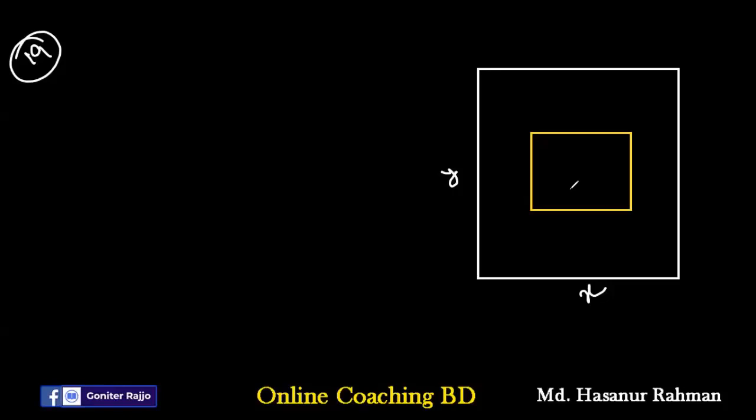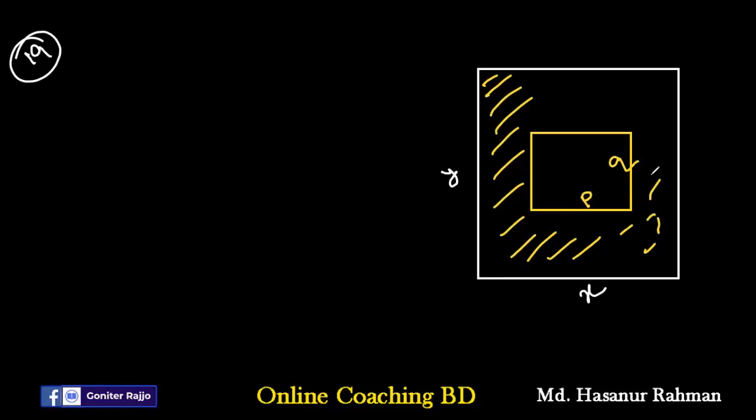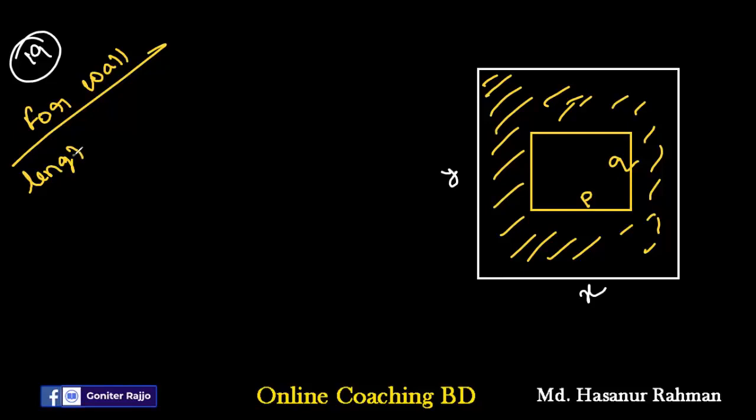So what is the length of this window? That is p meter. And what is the breadth of this window? That is q meter. So what will be the remaining part of the wall? We have to find out this region. So how can we solve? For wall, length is equal to x meter and width equal to y meter.